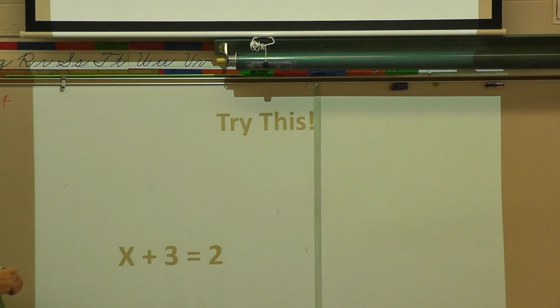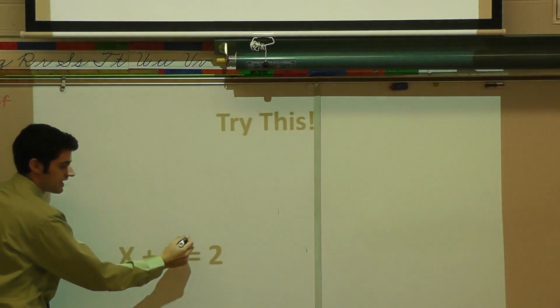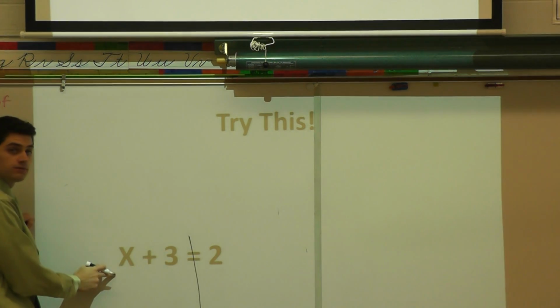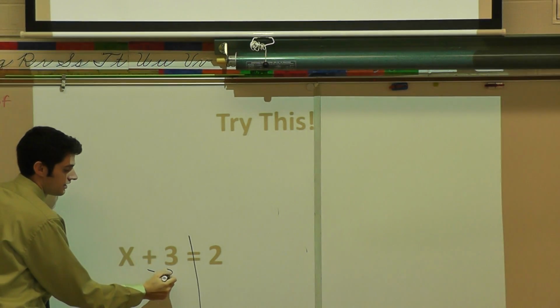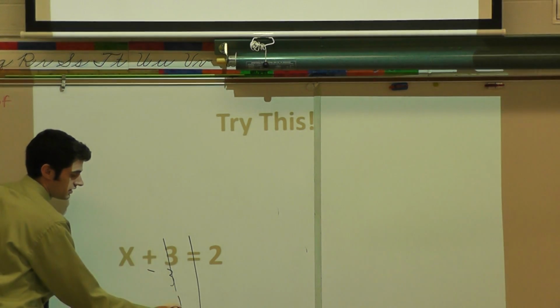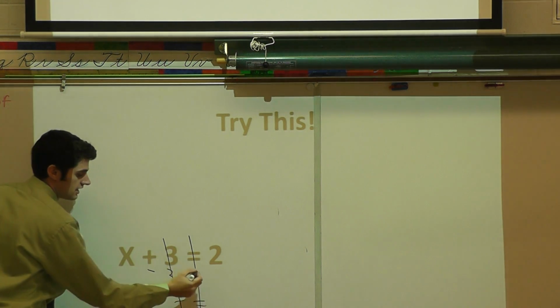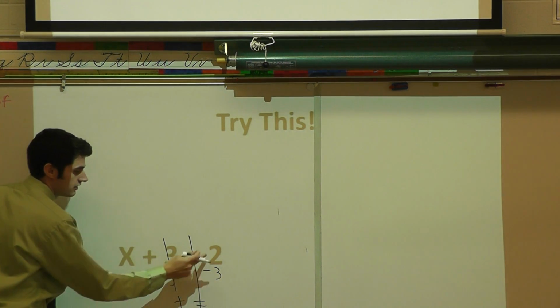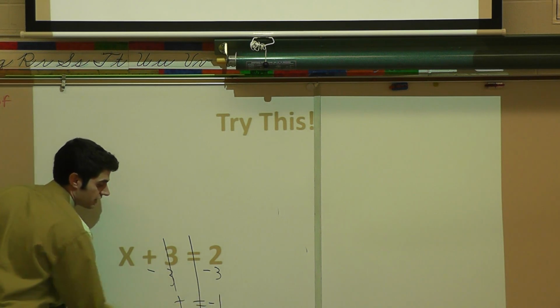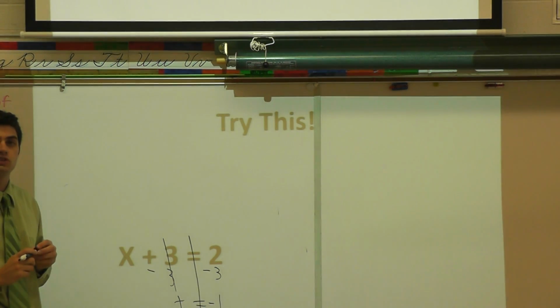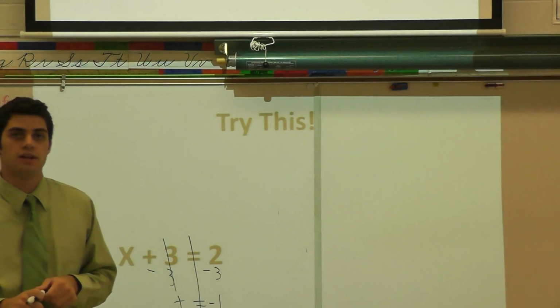In this problem, you should have realized that you want to get x by itself. To get x by itself, I have to get rid of the +3 by subtracting 3. I still have x on this side. What I do to one side, I do to the other. The 2 take away the -3, leaves me with a -1. So x should have equaled -1.